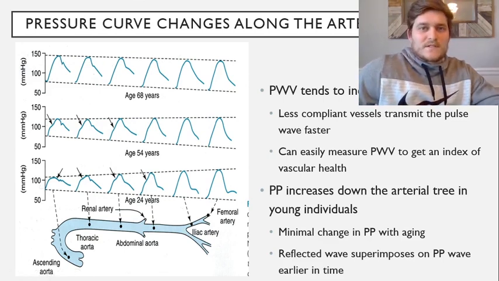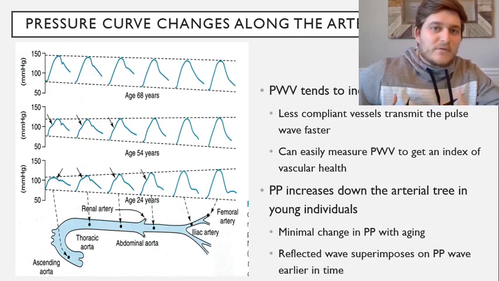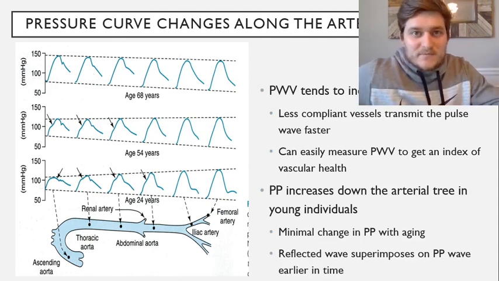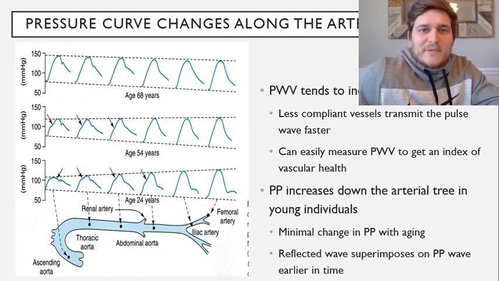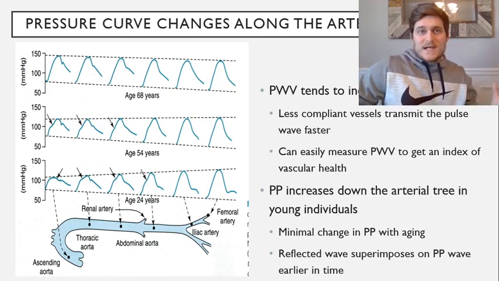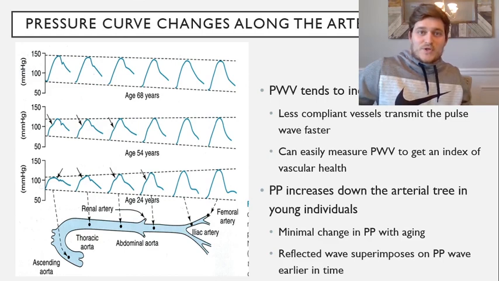That concludes our discussion on the arterial circulation. We talked all about mean arterial pressure and the different determinants of mean arterial pressure. And then again, we talked a little bit more about arterial compliance and what role that plays in the differences between systolic and diastolic pressure throughout the arterial circulation and as we age.